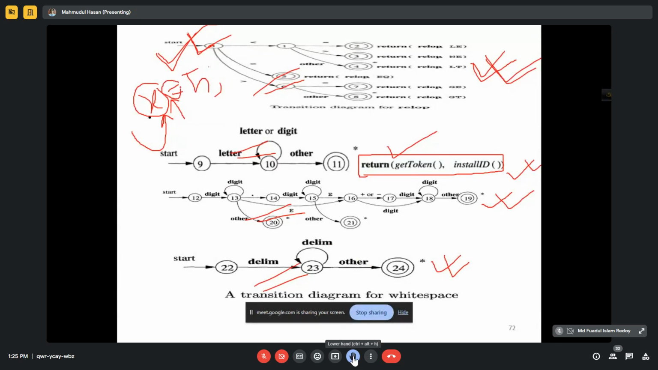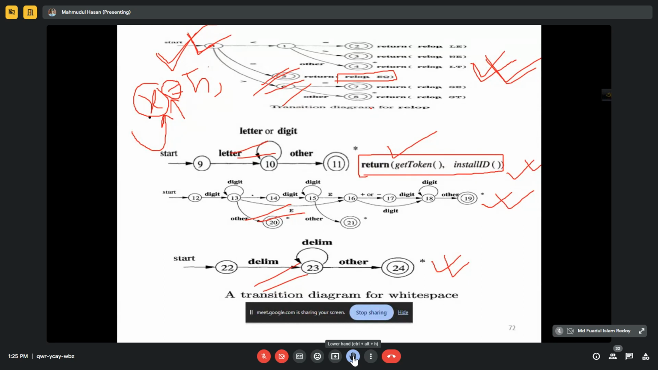Then this one. Is this diagram able to accept? Yes, sir. So this diagram accepts this lexeme, and it simply returns this token, that is relop and equal. So it is an approach how your characters are checked by the transition diagram, and if it is matched, then it simply returns the token to the parser or syntax analyzer.